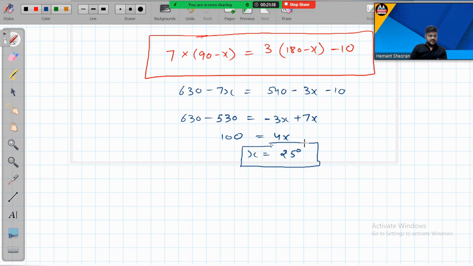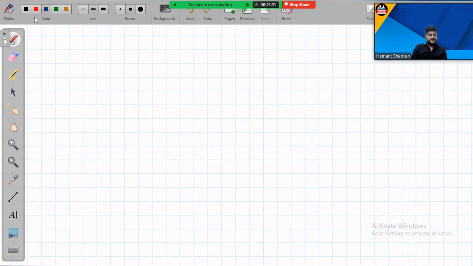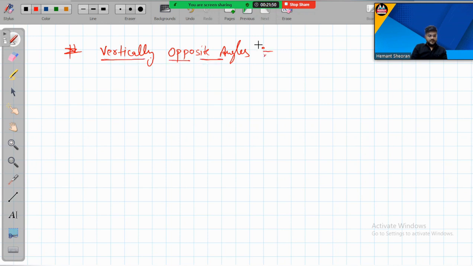Then the next thing that we're going to discuss is the vertical opposite angles. Do you know about vertical opposite ones? What are they? Basically, I don't know how to explain it. Just try telling a little bit if you know. Oh wait, no, I'm thinking of alternate angles.